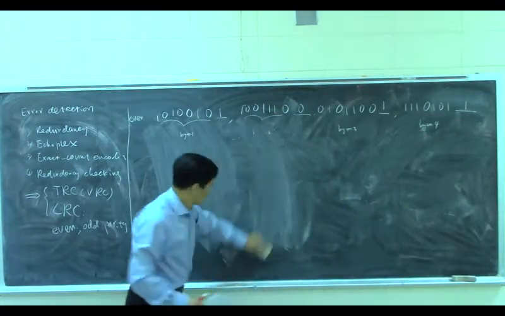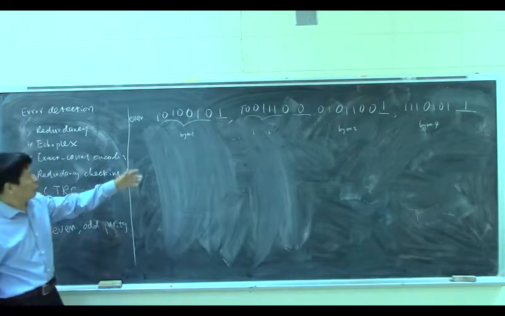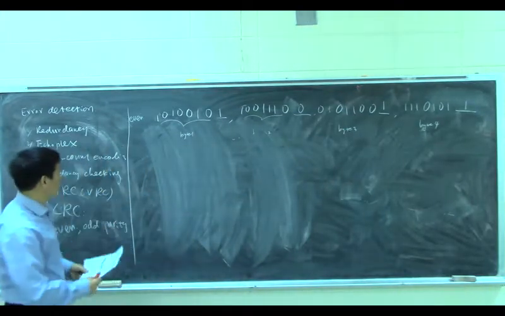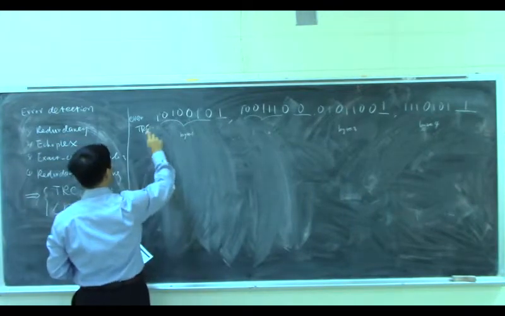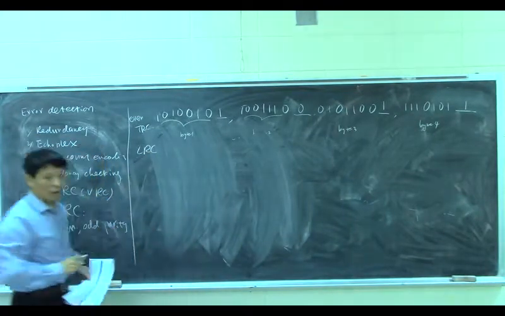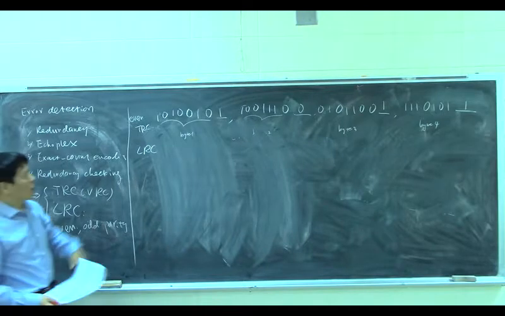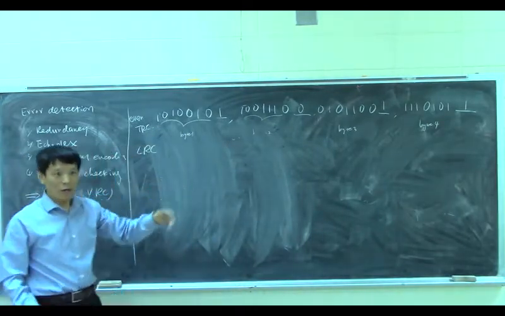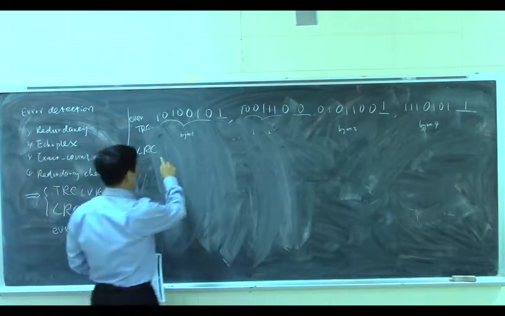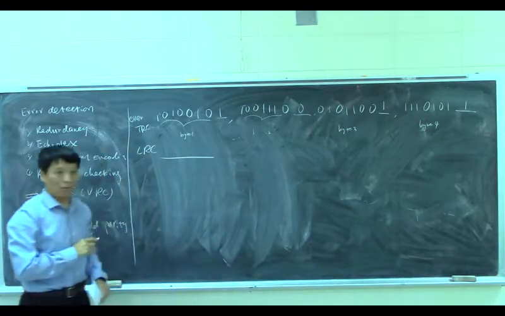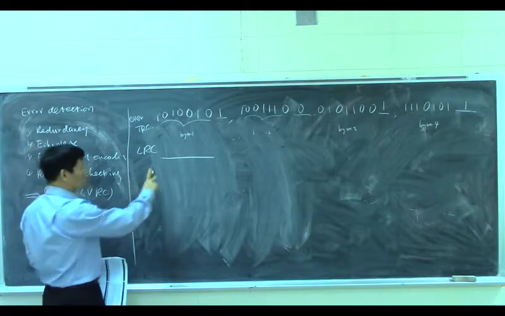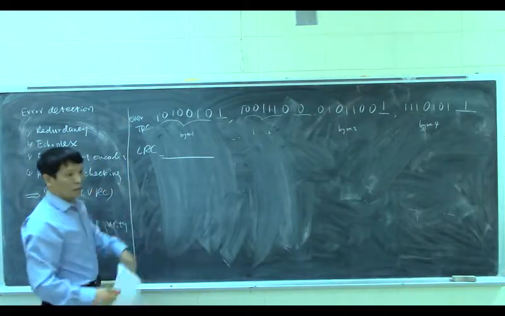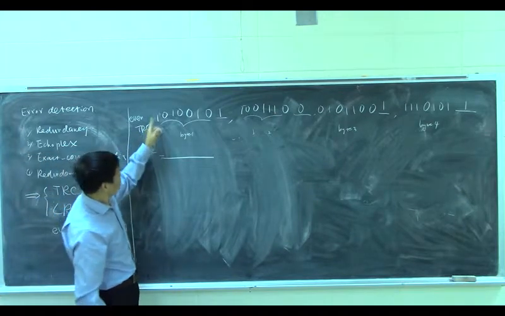Now, suppose the size of our block is 4. So 1, 2, 3, 4. We transmit 4 bytes. This is TRC. Then we are going to apply LRC. LRC will apply to these 4 bytes, the block. But we are going to add an extra byte, not only one digit. That is called the checking byte. So the first one is the parity for the first digit only.